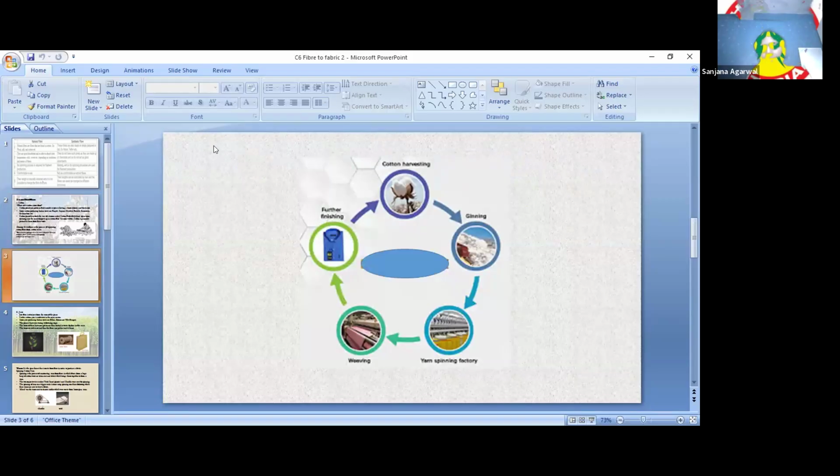What are the different steps of making a fabric? First, we have cotton harvesting. Once we harvest cotton, we go through the process of hand picking, ginning, etc. After ginning, we need a yarn spinning factory. Yarn means making threads and twisting them together to make them thick.